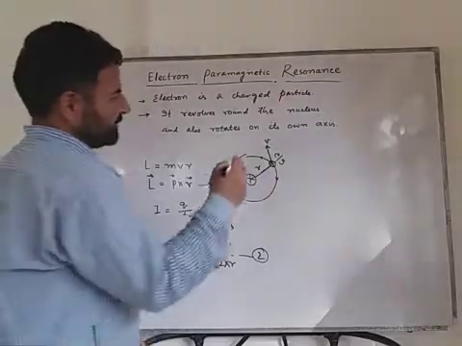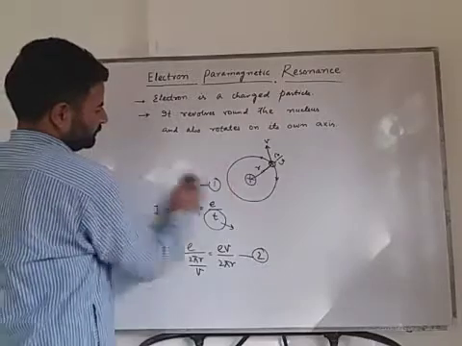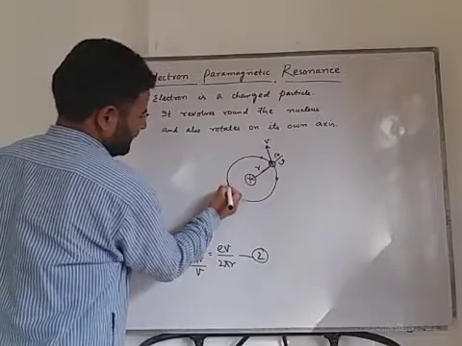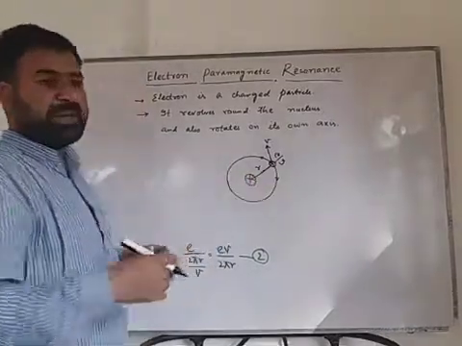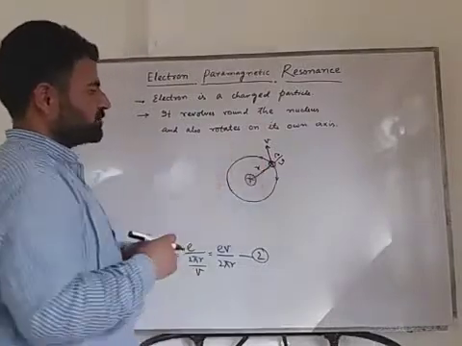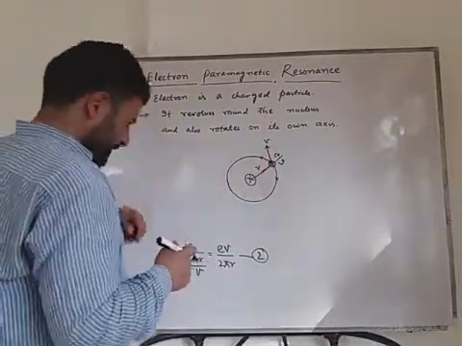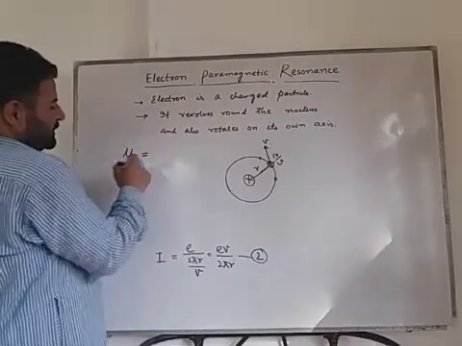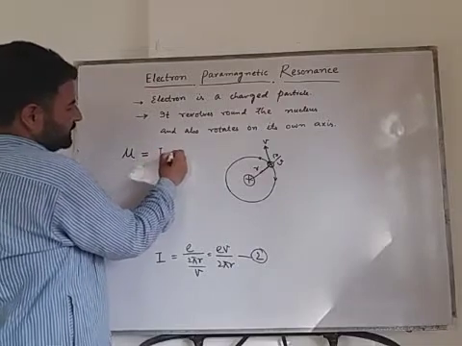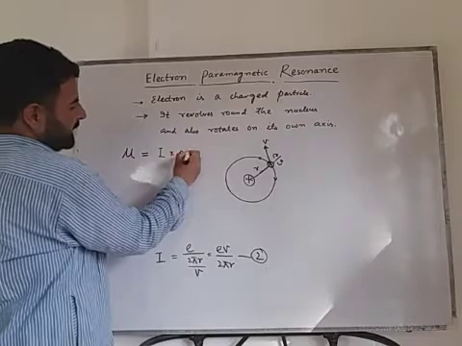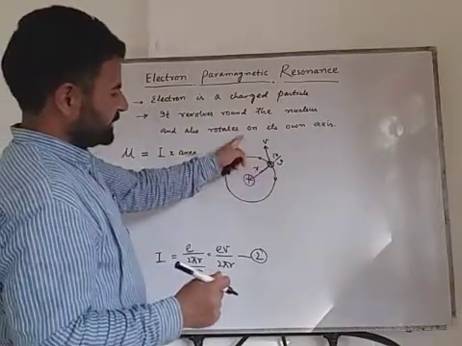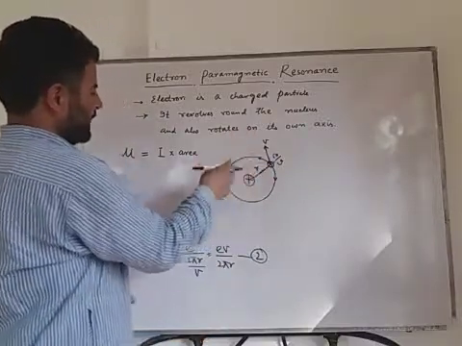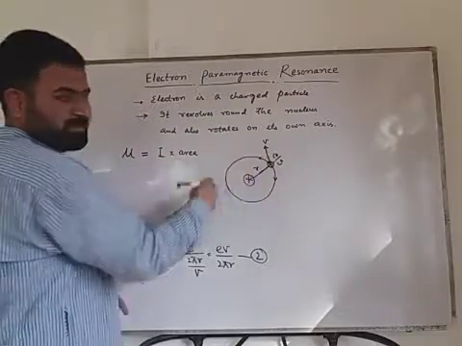Now we'll move on to the magnetic moment. When a charged particle is in motion, there is a magnetic moment associated with it. So this electron will also be associated with some magnetic moment. That magnetic moment will be equal to current multiplied by area. That is the current which this electronic motion produces, multiplied by the area of this loop which it sweeps.